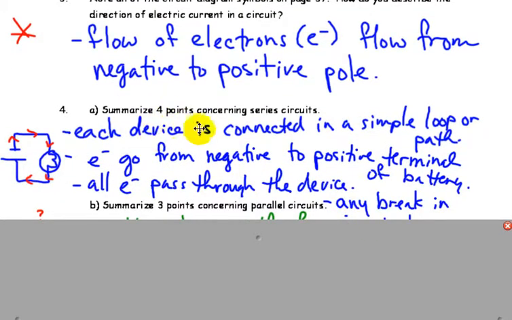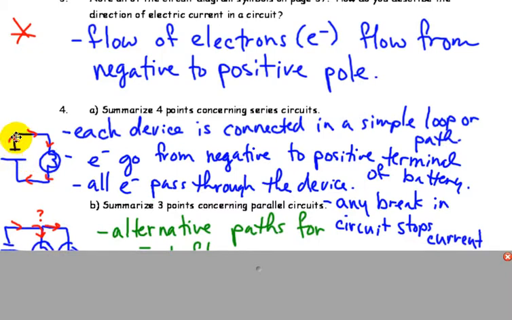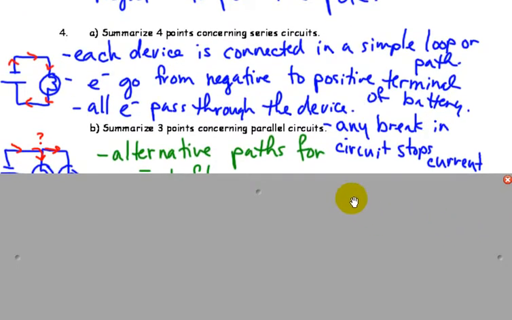Series circuits, summarize 4 points concerning series circuits. Each device is connected in a single loop or path, and electrons go from negative to positive pole, and the electrons pass through every part of that circuit. If there's a break at any part of that circuit, the electrons stop moving and it's over. We don't have electrons doing work through any devices.